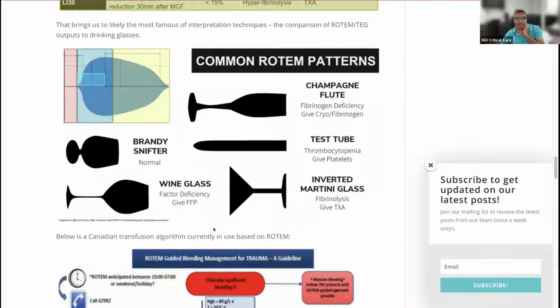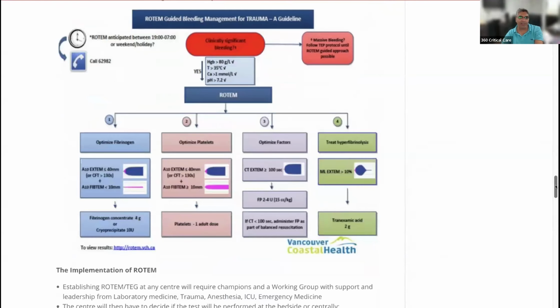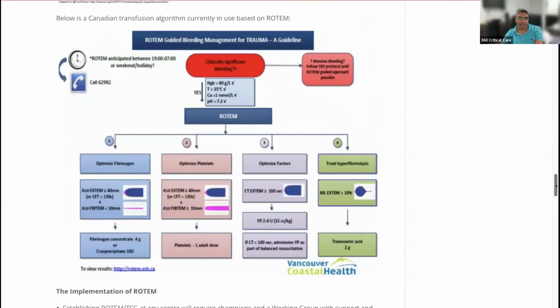Fibrinolysis, as you can see, it is narrowing down, the inverted Martini glass. So it's easy to remember if you can see these curves, but practically you need to have numbers also. I don't know what you will get in the EDIC exam, but you may get it without the numbers, and they can give you that also.